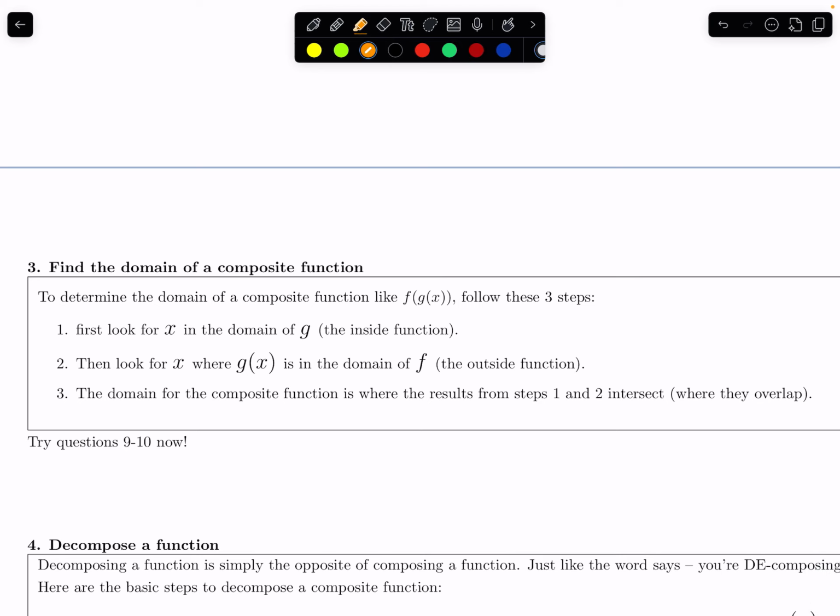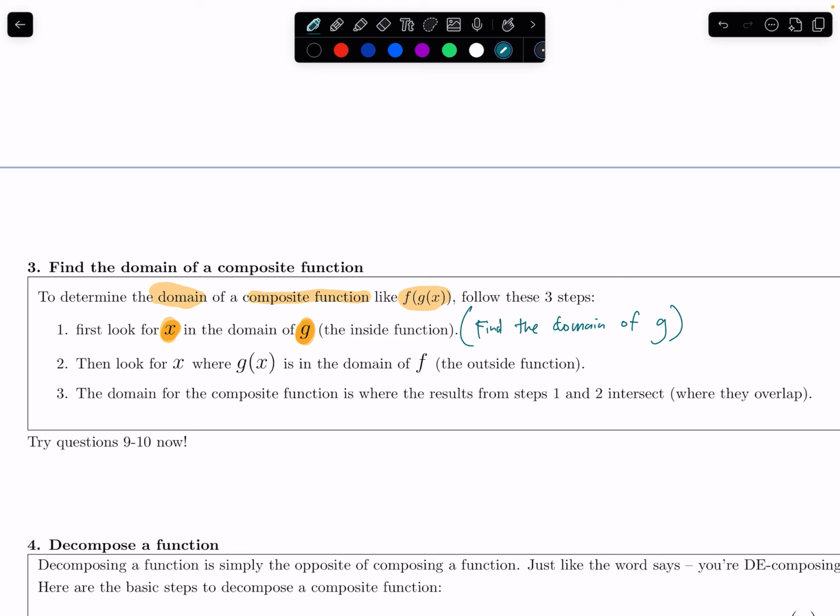Okay, what do the tips say? It says to determine the domain of a composite function such as f of g of x, follow 3 steps. First, look for x in the domain of g. So this is kind of a weird way. It's phrased this way so that it will make sense in the next step. But what this is really saying is just basically find the domain of g. That's what it means. Okay, so find the domain of g, okay?